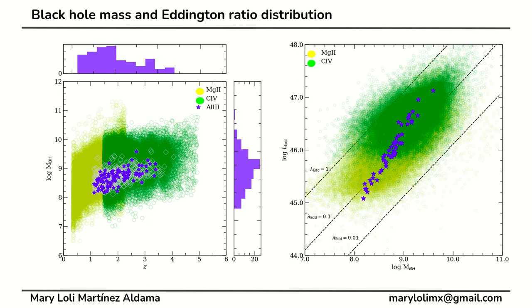So here are our results, and this is the behavior of the black hole mass as a function of redshift. Our SDSS reverberation mapping sources, with the black hole mass estimated using the aluminum line, are here. You will see that they are not behaving so differently from the general AGN population. Here I am using the data from the Shen et al. catalog, using magnesium 2 and also carbon 4. So you will see that our sources are here.